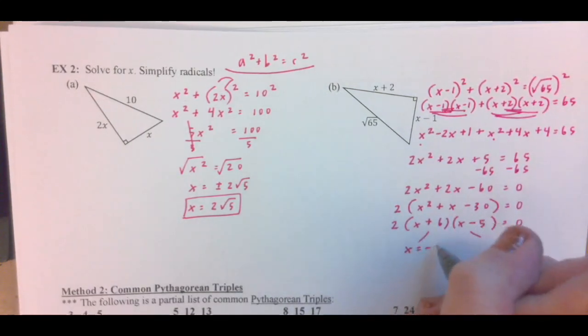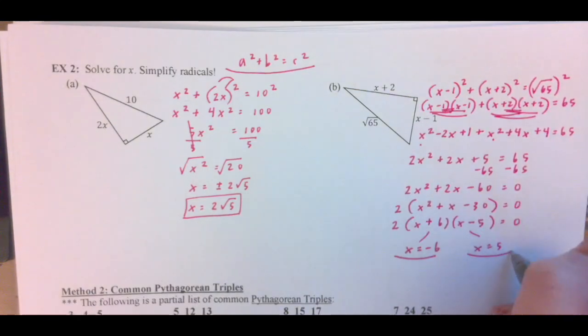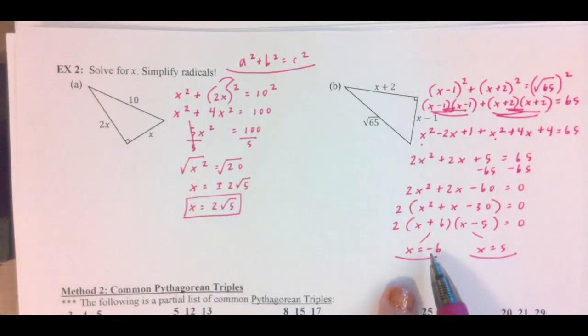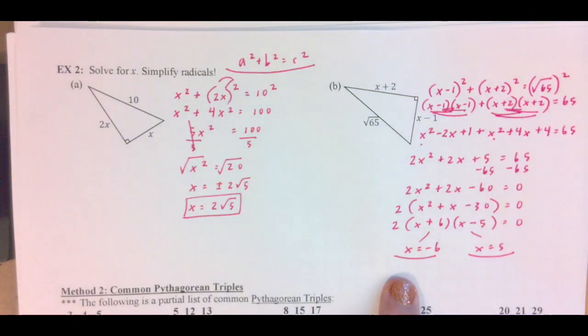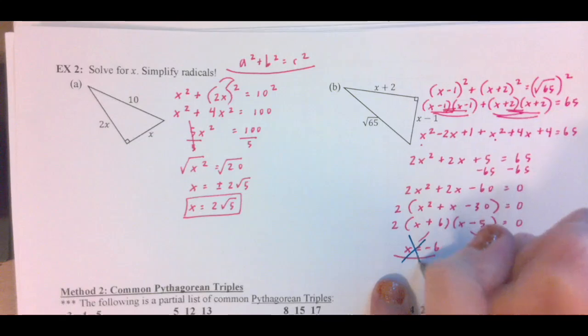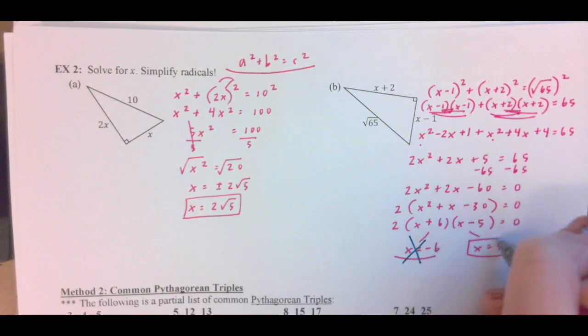We get that x could be negative 6. x could be positive 5. But can it be negative 6? If I plug it in here, this side would have a measure of negative 7, and we know that that is not possible. So the only solution that works is that x equals 5.